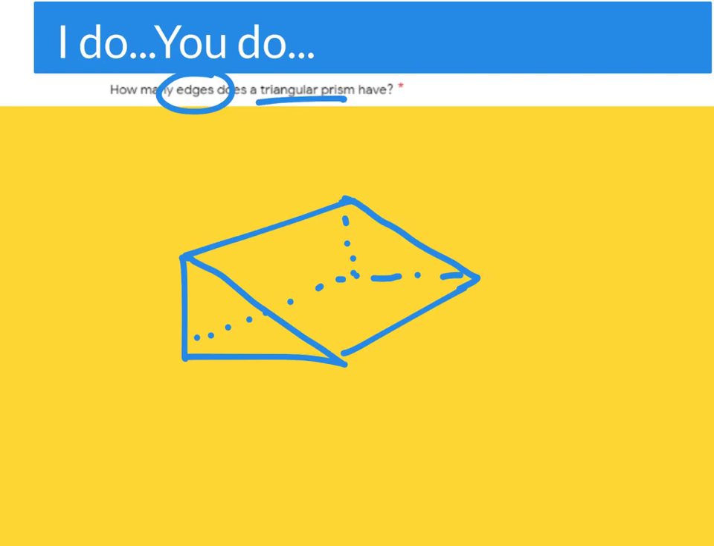So this top rectangle and this front triangle meet at this edge right here. So there's 1, 2, 3 edges, 4, 5, 6 edges, and then 7, 8, and 9 it would be in the back, so this thing has 9 edges.